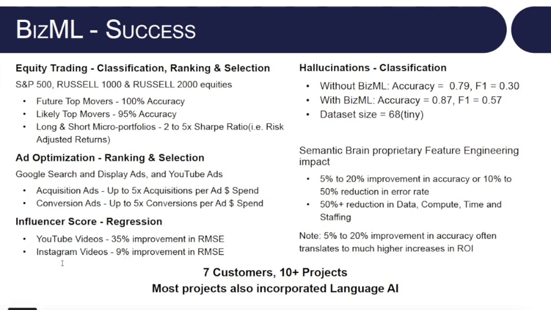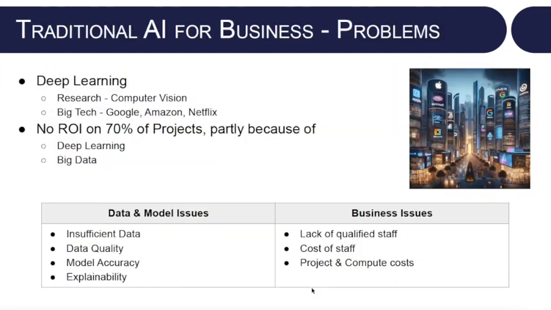It predicted video views for influencer marketing. We were able to much more accurately detect hallucinations. So it's been proven in a number of different areas in over 10 projects. And one important thing to note here is that a number of projects actually included language AI, not just quant AI.